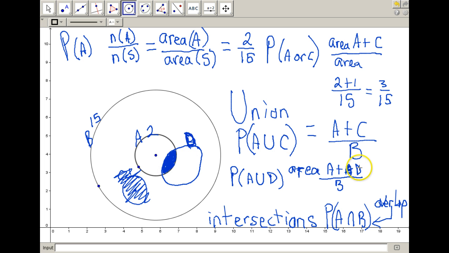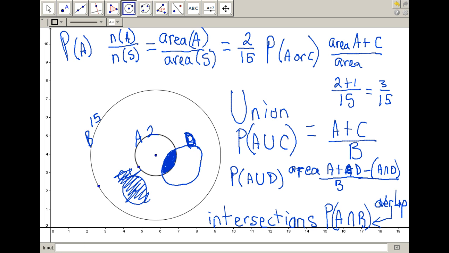So when I add together any areas for union problems, I need to take the area, or the number of elements in this set and the number of elements in that set, but I have to subtract the overlap. So I'm going to subtract the intersection of A and D. I have to do that. Otherwise, I run the risk that I'm double counting a certain area. So this is true for any kind of probability problem. This is called the addition rule right here.